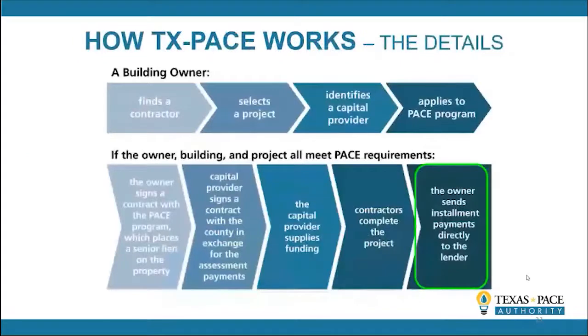So in a little bit more detail, again, this is just some definition to what you saw before in those 4 boxes. What I did want to draw your attention to is the last box here in green, which is that, unlike other markets, the property owner sends the installment payments directly to the lender. So there is no go-between. This is an opportunity for the property owner and the lender to work together on that.